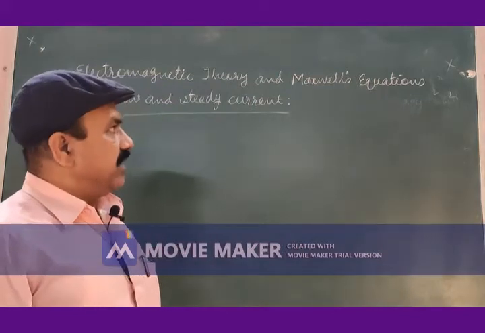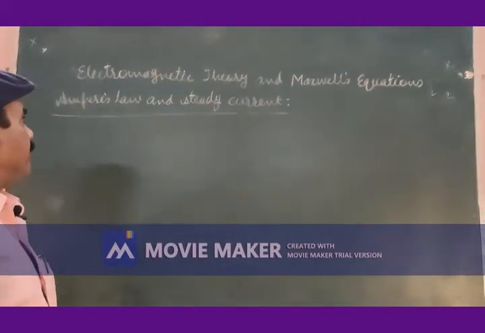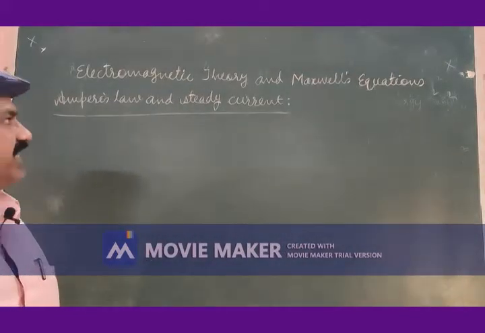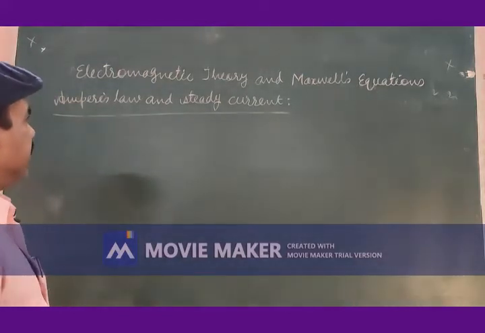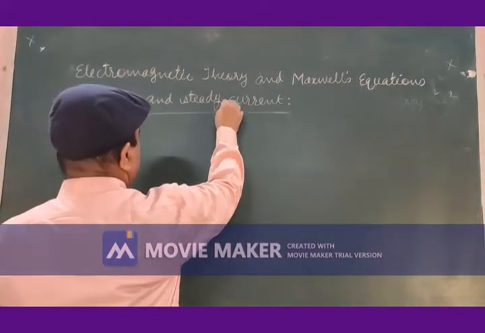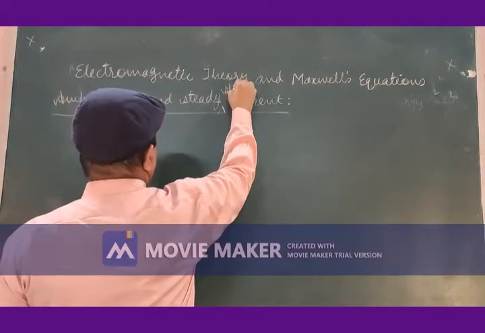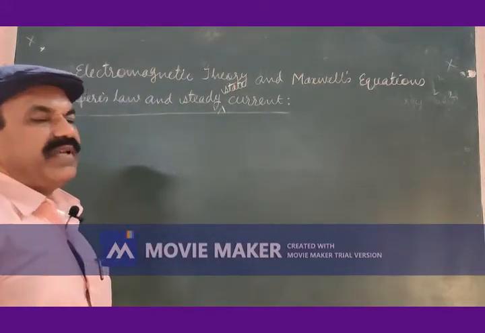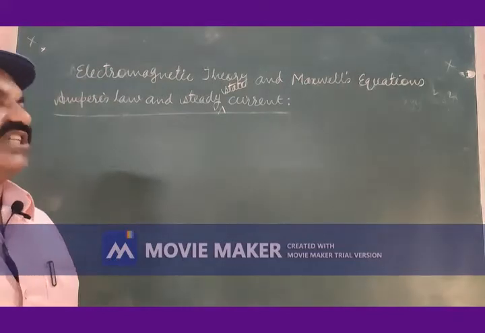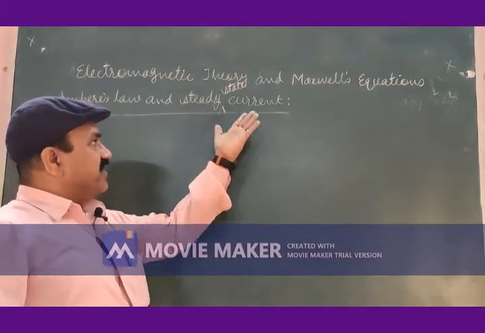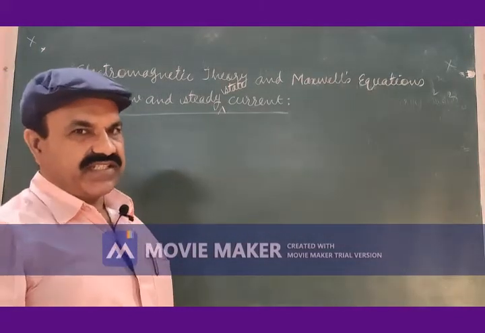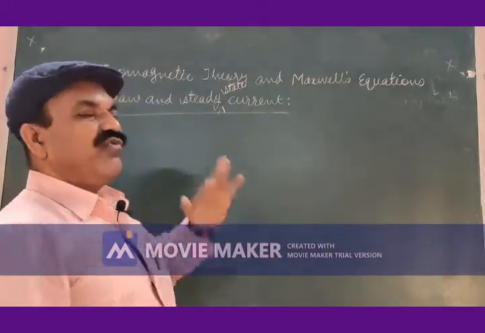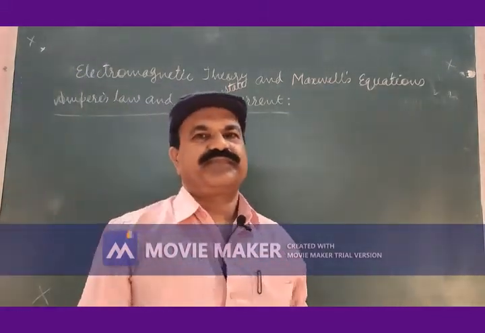The first article of this unit is Ampere's law and steady state current. Let us first see what is steady state current, and after that we shall move to Ampere's law.